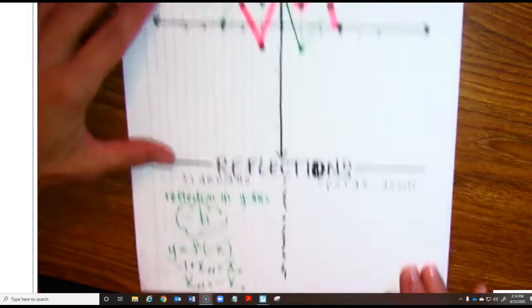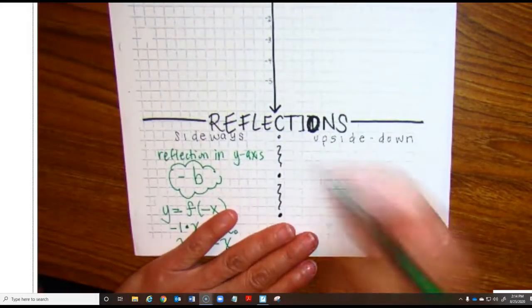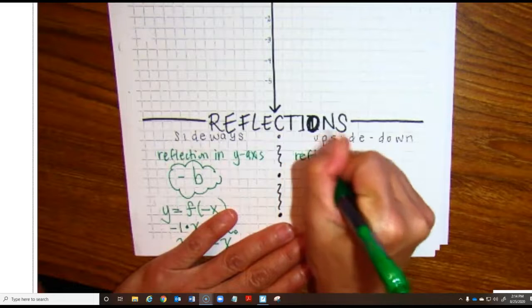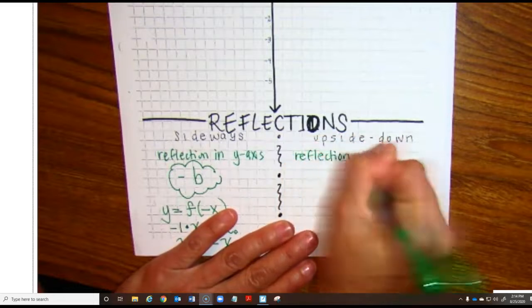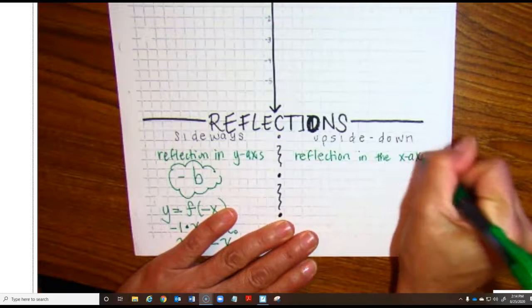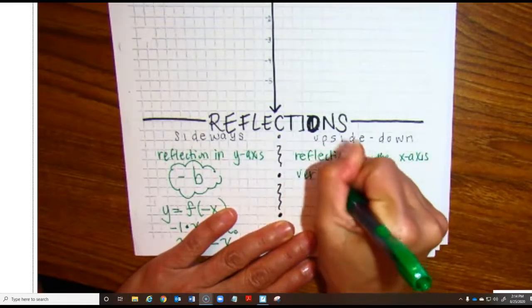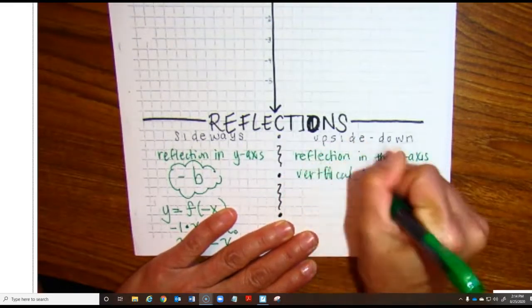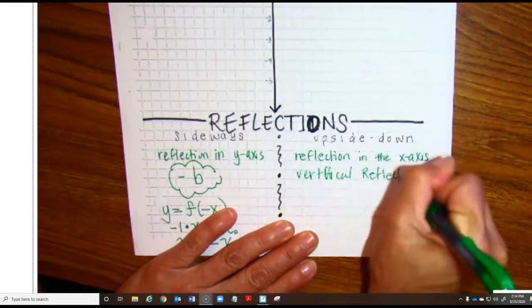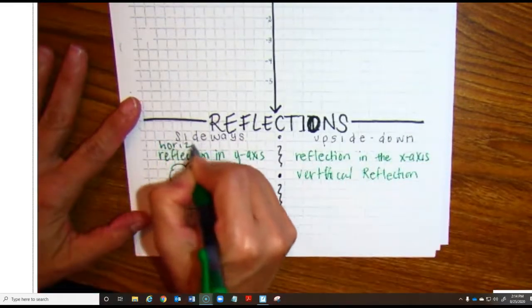Let me show you what a vertical reflection looks like. So a vertical reflection is going to be a reflection in the x-axis, and this is a vertical reflection. And of course, this one over here is a horizontal reflection.